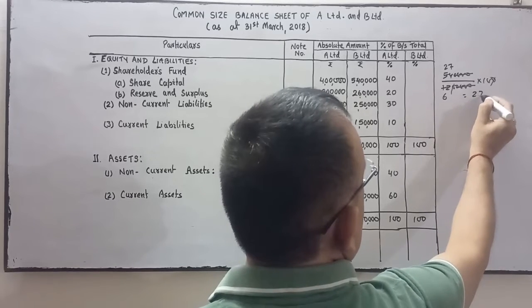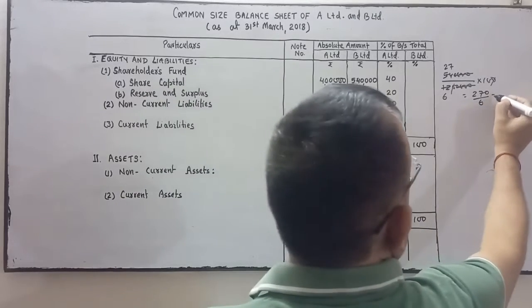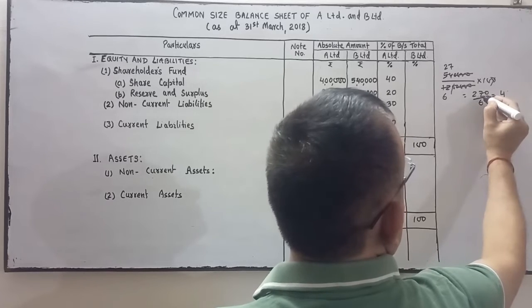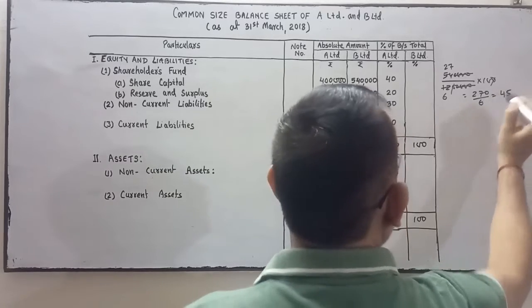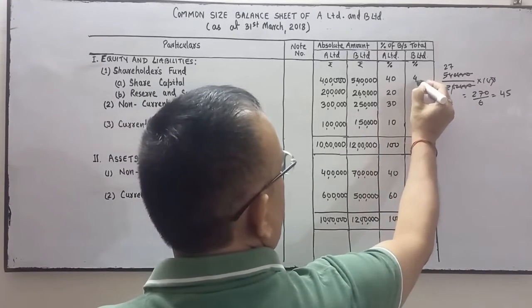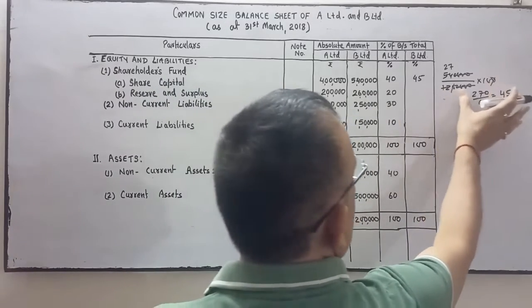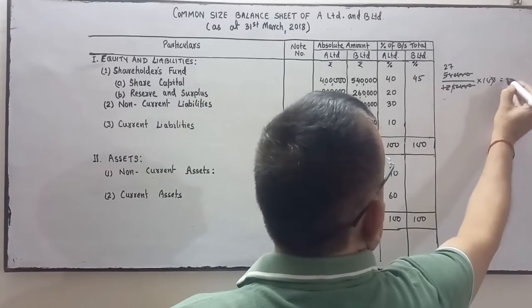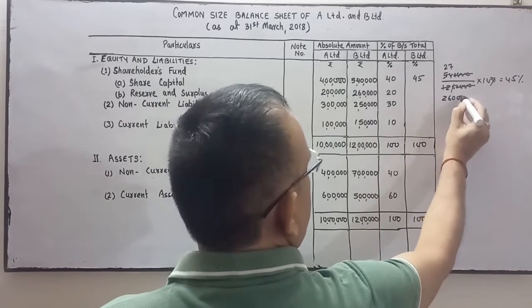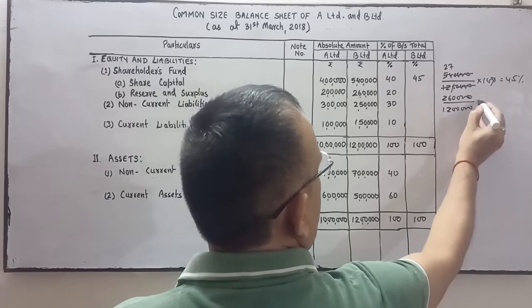So 270 upon 6, it is 45%. Now 2 lakh 60. It is 45%. Okay. Now 2 lakh 60 is the reserve and surplus and total is 12 lakhs into 100.